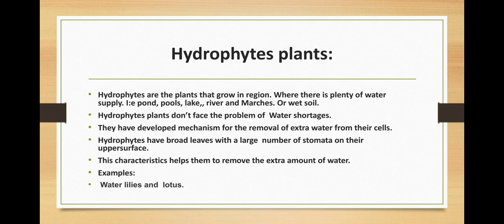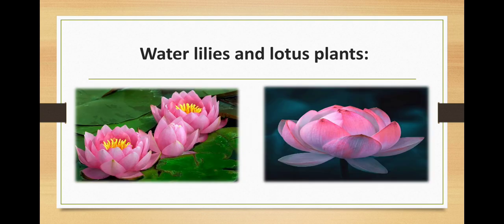Hydrophytes have broad leaves with a large number of stomata on their upper surface. These characteristics help them to remove the extra amount of water. For example, water lilies. You can see here in the diagram the structure of a water lily.